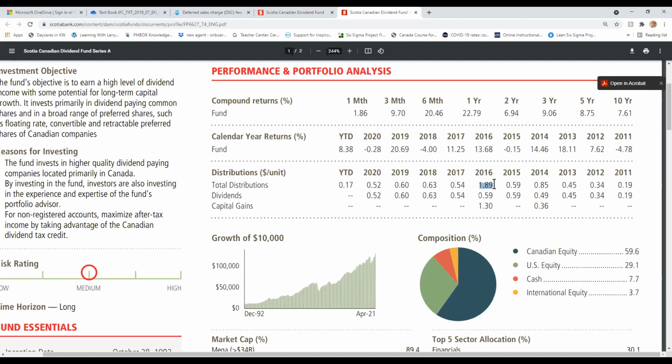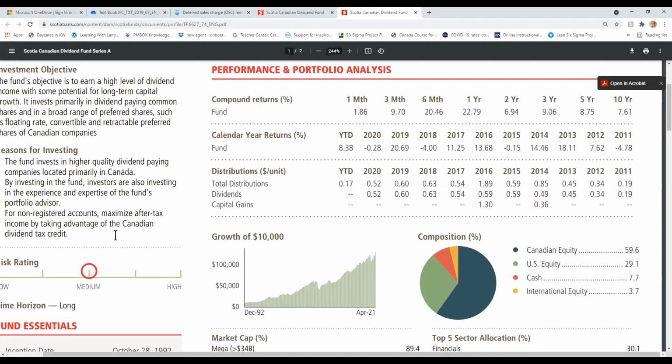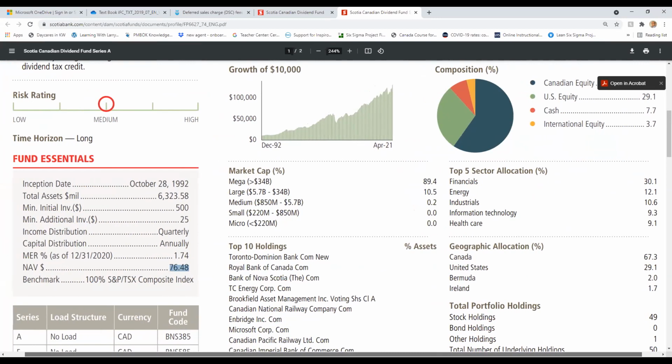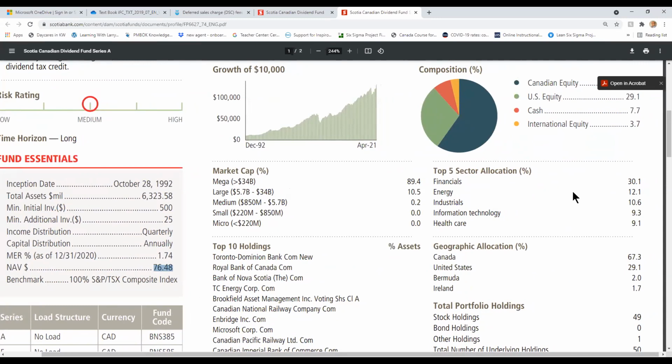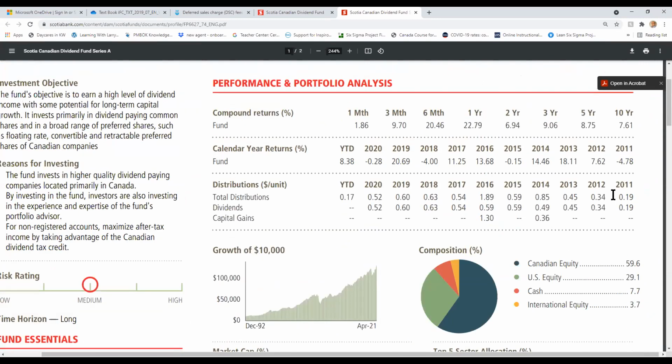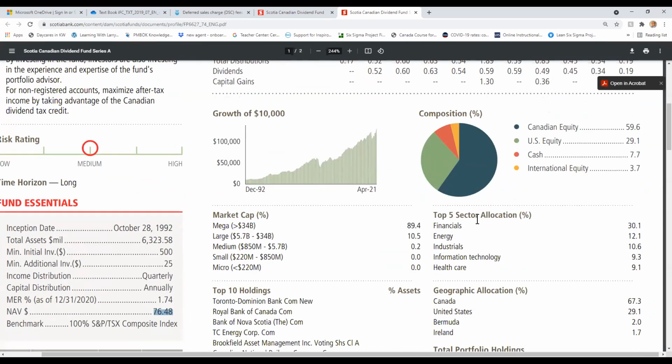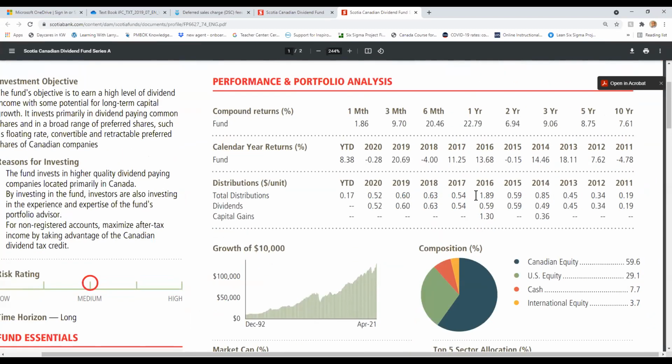Now, what can you do with that? You can either take the money and spend it, it's not a big amount, $189, or you can say to them, I want to buy more shares. Now, what is the NAV? The NAV is $76.48. It's probably going to be different now, but this was the NAV on April 30th. So for $189, how many units will you get?